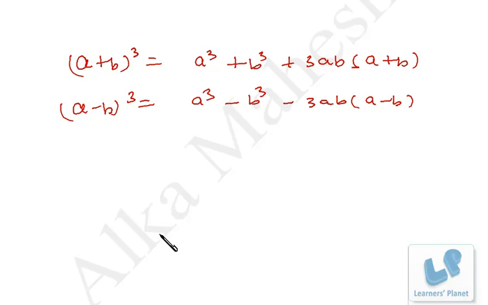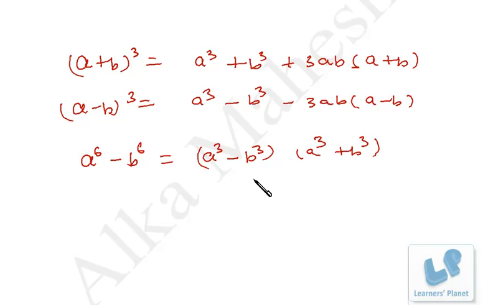Apart from that, various other identities will also be used, but those identities can be easily derived from these existing ones, right? Suppose you need to find out a6 minus b6. Now it can be written as a cube minus b cube and a cube plus b cube. Now you know a cube minus b cube and you know a cube plus b cube. So directly you can put the values over here and solve, right? So you don't have to learn each and every one. Till here the basic identities are there, and after that you can derive the identities by using the basic identities, right?